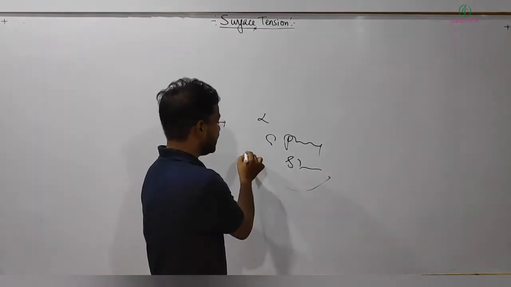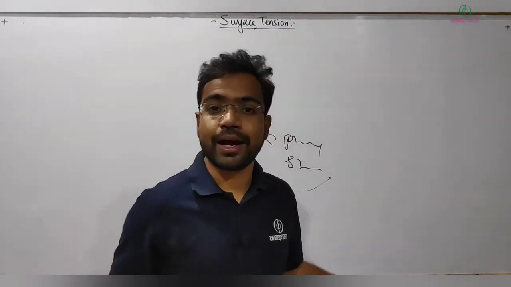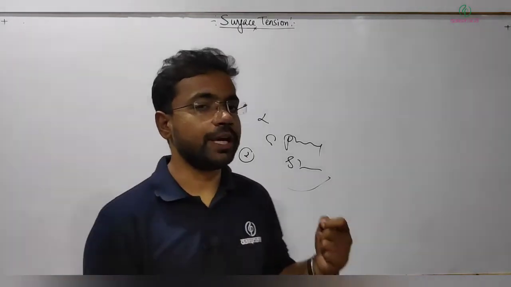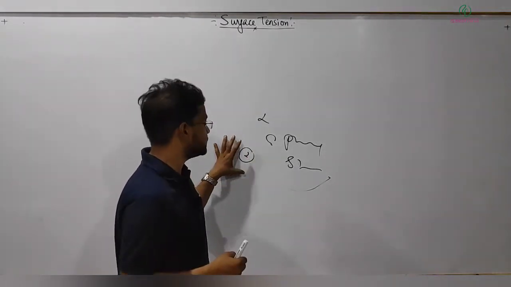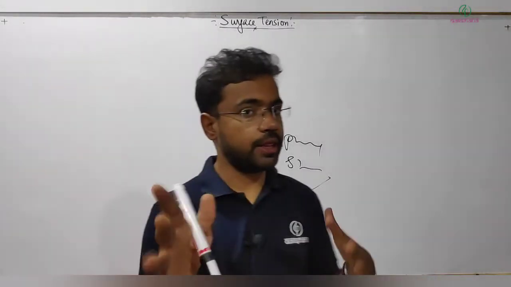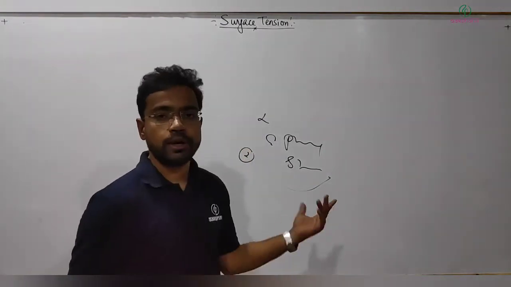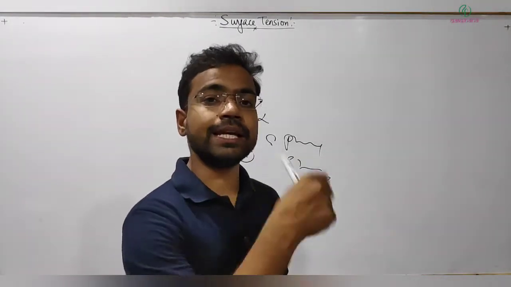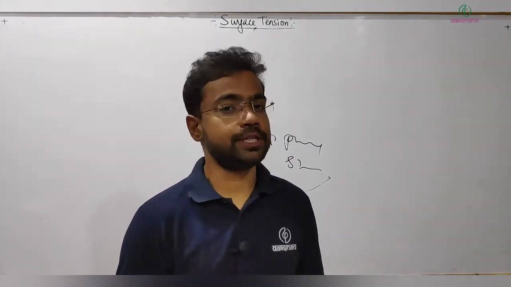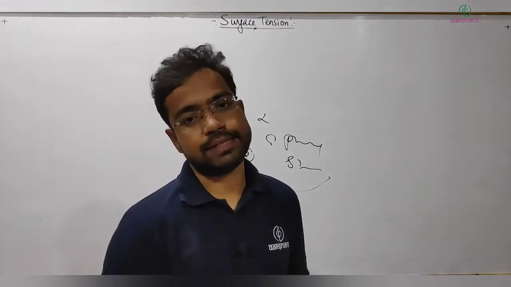If I'm writing here, and if this ink is not sticking to the board, what will happen? I will not be able to write. Why is it sticking? Because the molecules of ink are getting attracted towards the molecules of this whiteboard. Because of the intermolecular force of attraction between ink molecules and this whiteboard, I am able to write. Whatever I am writing, the ink is sticking to the board. So similarly, there are many things which we can understand once we understand the physics of surface tension.